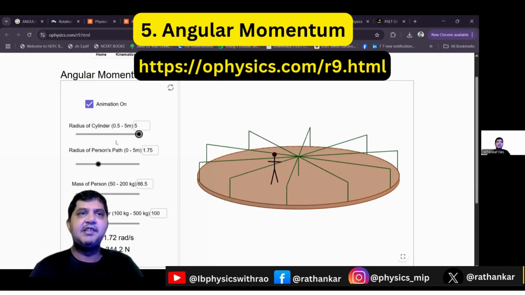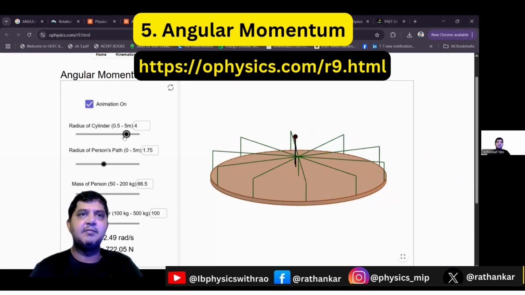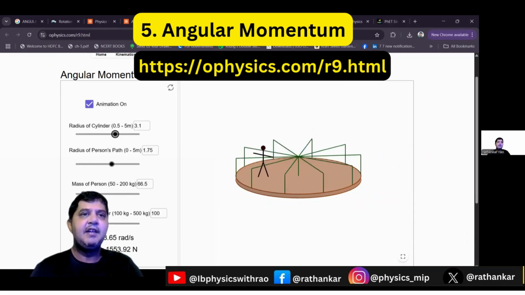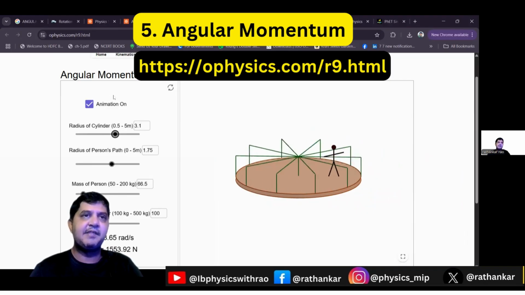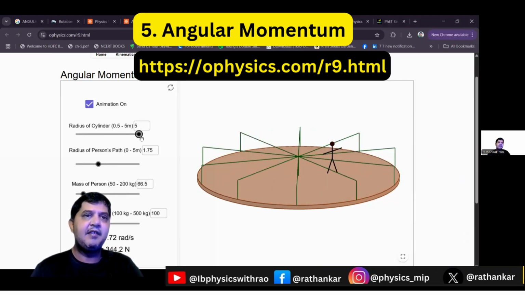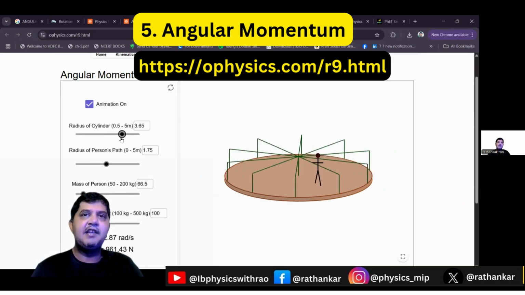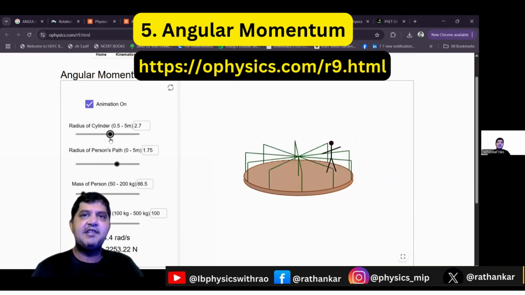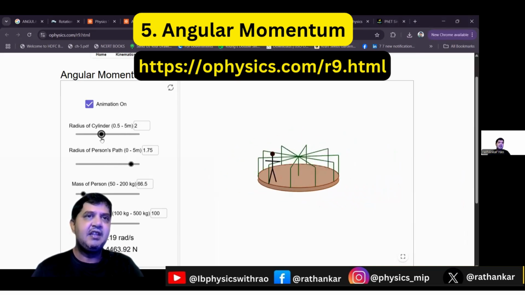If I reduce this value, the radius of the cylinder, now what's happening? Centripetal force is higher and the value of omega is also 3.65, right? Earlier, what was it? It was 1.72. When I come here, it's becoming faster. When I come very nearby to it, it becomes much more faster. If I still go here at 2, it's very fast over here.